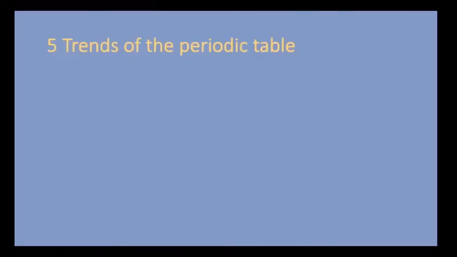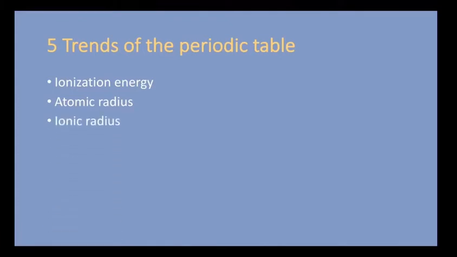I'll be discussing 5 trends of the periodic table. The first is ionization energy, the second is the atomic radius, the third is the ionic radius, the fourth is the electron affinity, and the fifth is electronegativity. I'll also be discussing effective nuclear charge, electron shielding, and Coulomb's law, and how they relate to these trends.